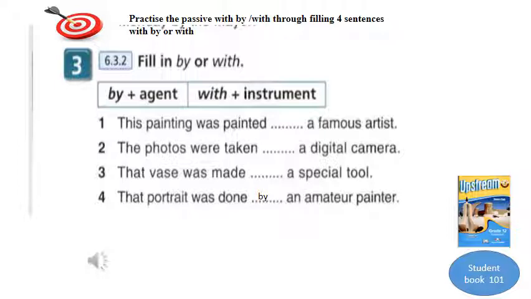Okay, now the first one, This painting was painted by a famous artist. Why do I use by? Because I have artist. Number 2, The photos were taken with a digital camera. Why do I use with here? Because I have camera. Okay, number 3. That vase was made with a special tool. Here I use with because I have tool. Okay, number 4. That portrait was done by an amateur painter. Here I use by because I have painter.